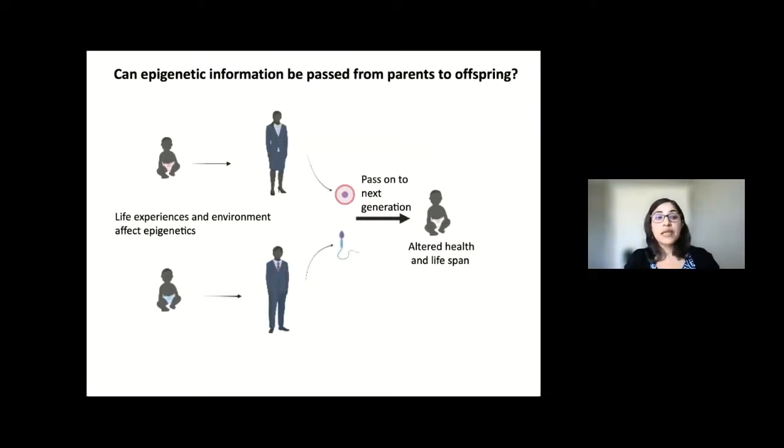So the model would be that as we are growing, we experience different things in our life, our environment, be it good things or bad things, that affects our epigenome, as we learned, all the epigenetic information molecules in our cells. And then we pass it on to the next generation, which can then affect their health and lifespan. In females, it will be through eggs, and in males, it would be through sperm. So the first question is, that sounds like an intriguing possibility. Do we have any evidence that this happens?